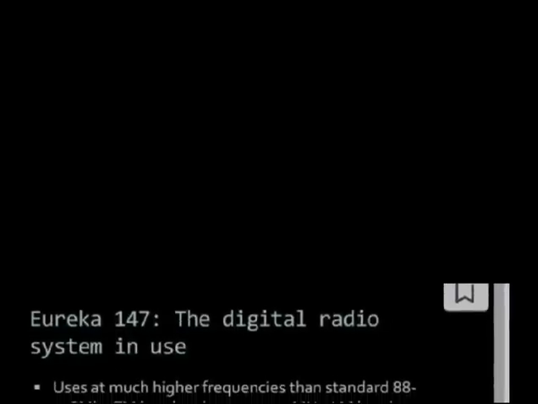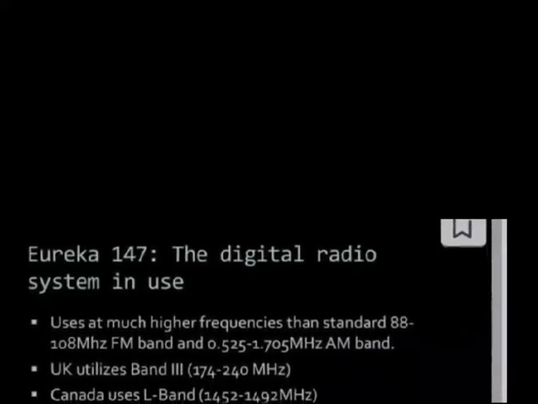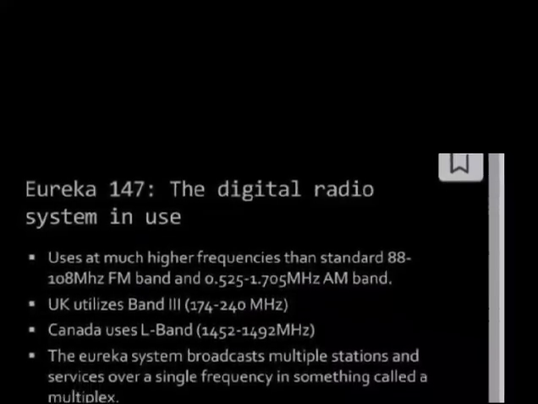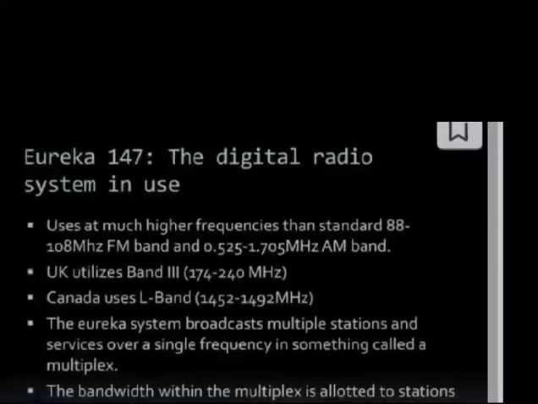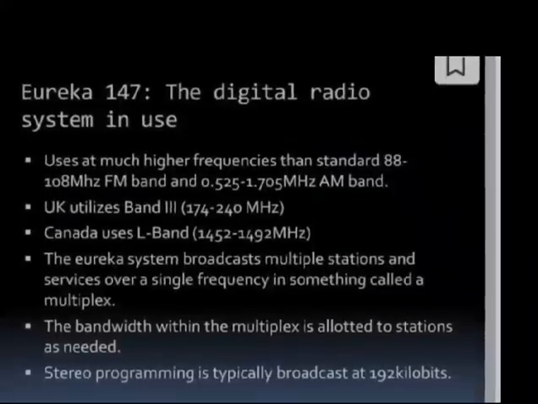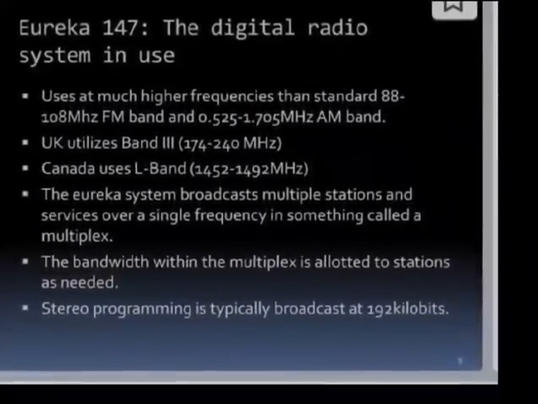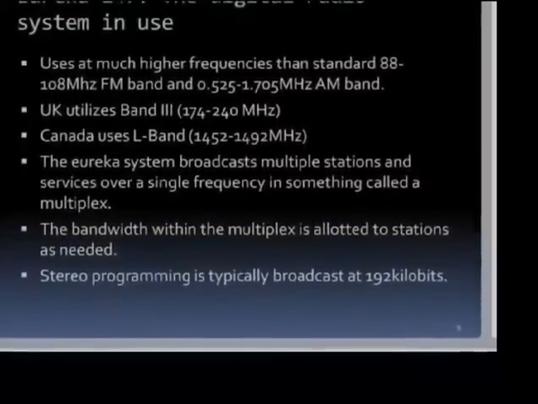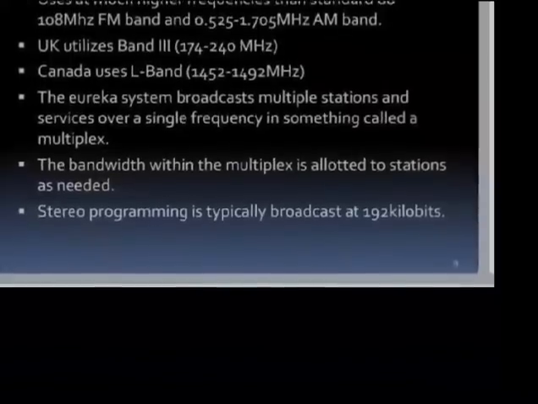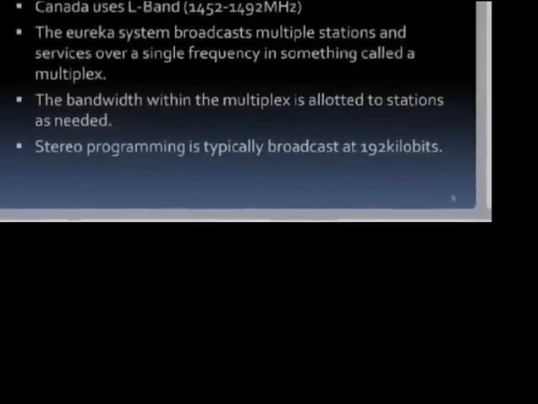For Eureka 147, the digital radio system is used at much higher frequencies than the standard 88 to 108 MHz FM band or 570 kHz AM band. The UK utilizes band III. Canada uses L band. The Eureka systems broadcast multiple stations and services over a single frequency in what is sometimes called a multiplex. The bandwidth within the multiplex is allocated to stations as needed. Stereo programming is typically broadcast at 192 kilobits.